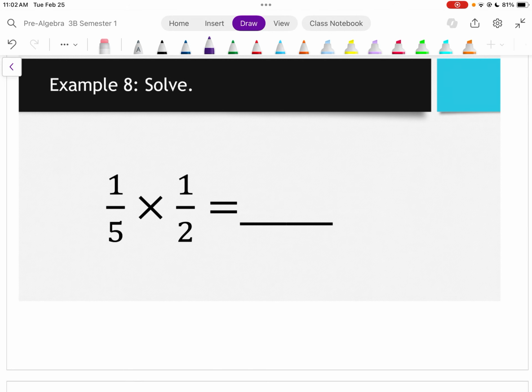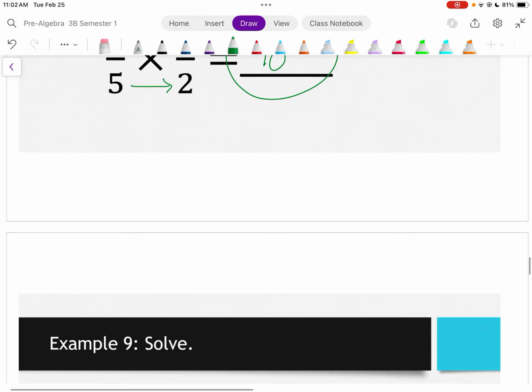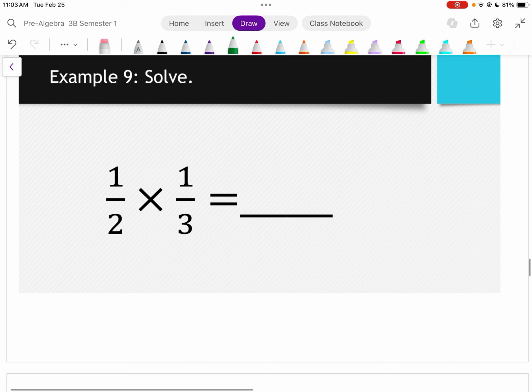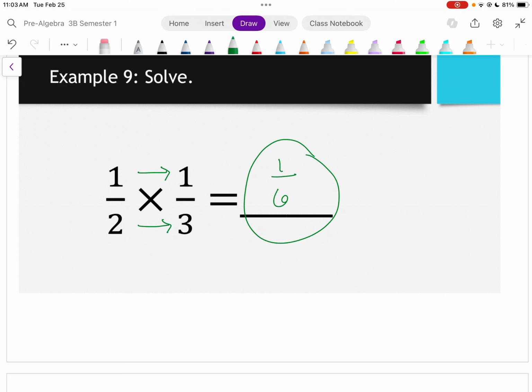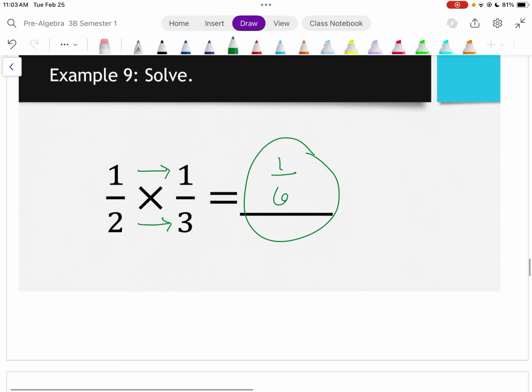All right, 1/5 times 1/2. We're going to multiply our top numbers. 1 times 1 is 1, and 5 times 2 is 10. And that's our answer. Example 9, 1/2 times 1/3. 1 times 1 is 1. 2 times 3 is 6. So 1/6 would be our answer.